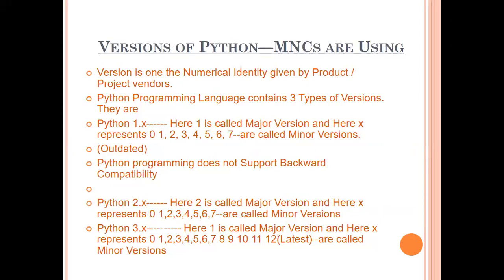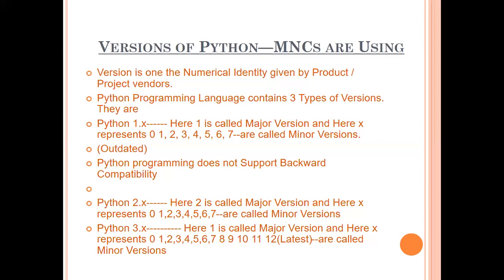Now, when we talk about the versions of Python which MNCs are using, what does version actually mean? Version is a numerical identification given to the product by the product vendor. Right now we have 3 versions in the Python programming language. Let's talk about them: version 1, version 2, and version 3.